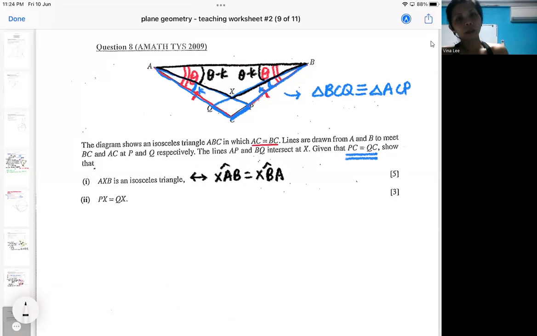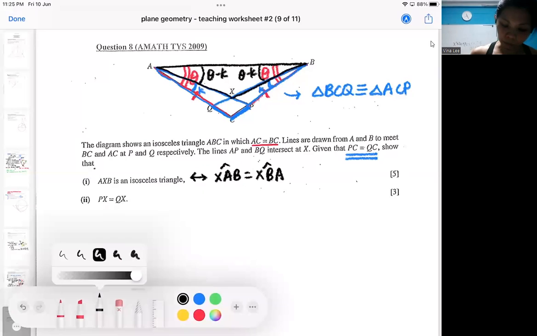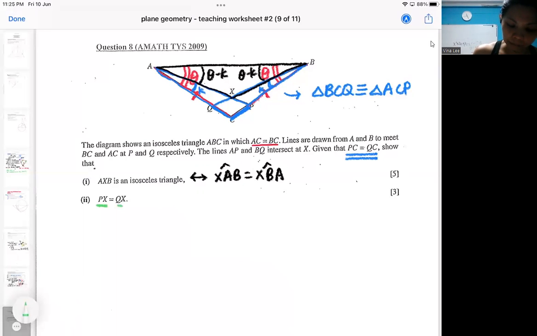Okay, subsequently, I'm going to go to the second part. Remember, if you're at the second part, whatever you already have for the first part is applicable. So we already got isosceles triangle AXB. Everything has been set up. Then we move on to part two. So in part two, we are supposed to prove this.